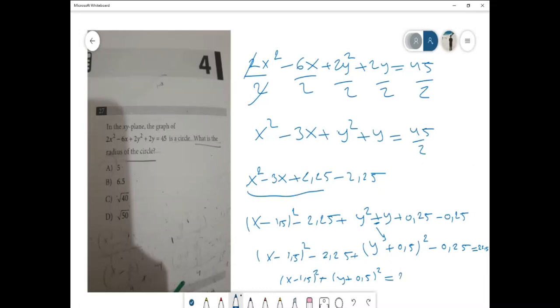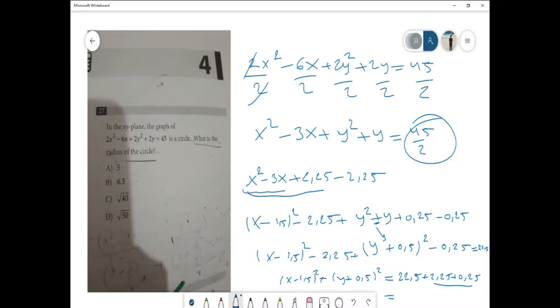45 divided by 2 is 22.5. So I am taking all constants to the other side, so it will be x minus 1.5 all squared plus y plus 0.5 all squared, which equals, if I add this, 22.5 plus 2.25 plus 0.25. If I add all of them, it will be 25.